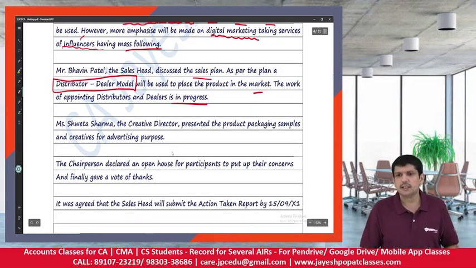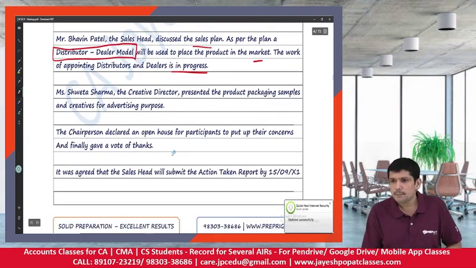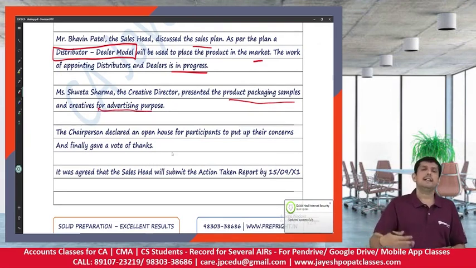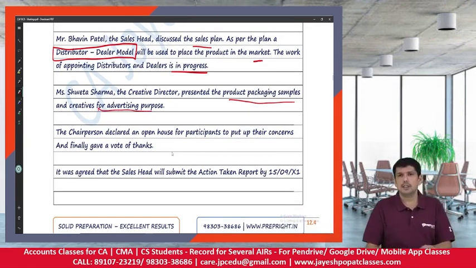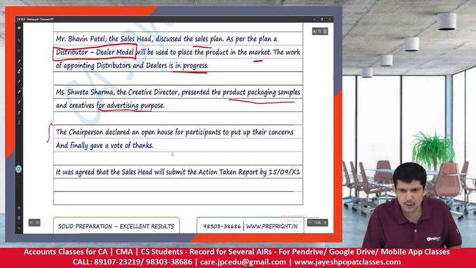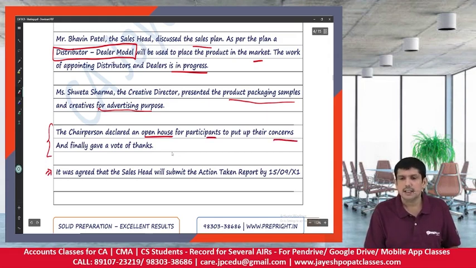Then Miss Shweta Sharma, the creative director, presented the product packaging sample and creatives for advertising purposes. So what will the creative director do? Obviously she'll put forward the creatives which are there. Then finally, see, this is important, this will always be there. The chairperson declared the open house for the participants to put their concerns, and finally gave a vote of thanks.